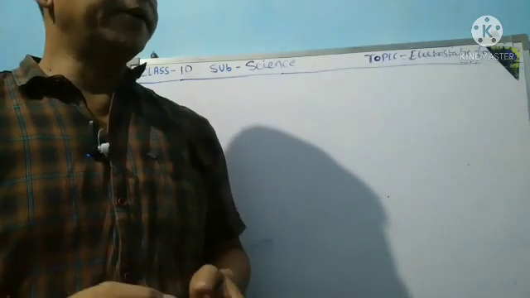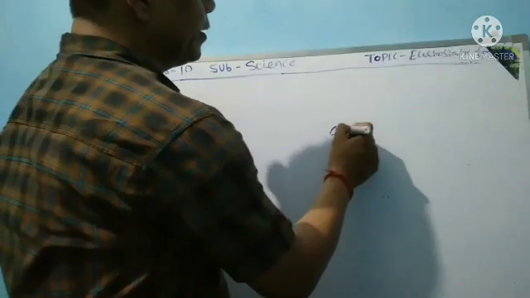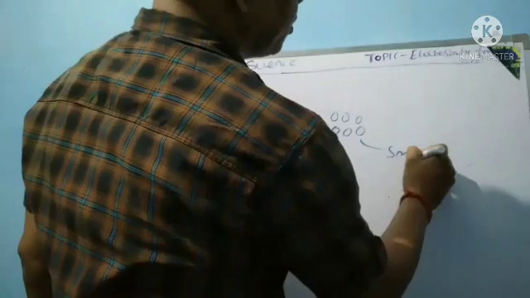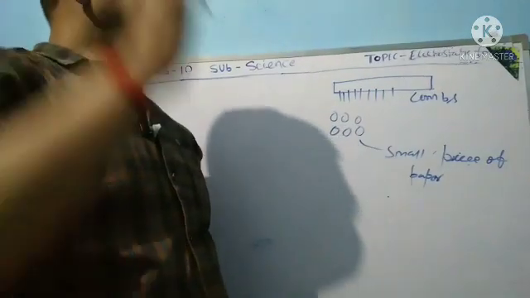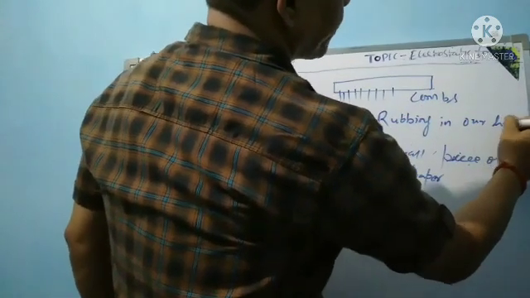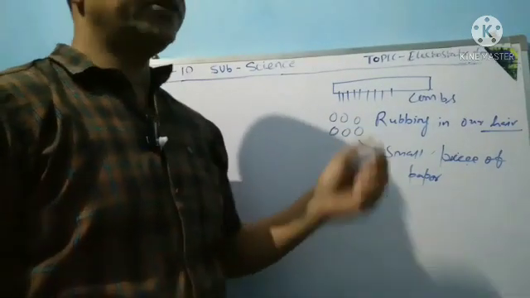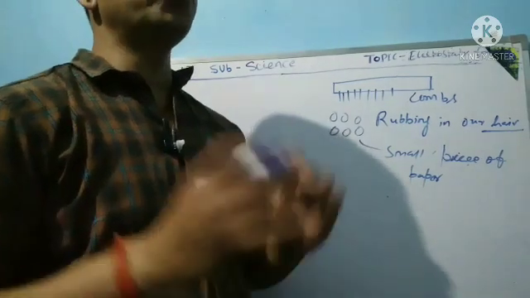When doing some experiment, I take a small piece of paper and a comb. The comb is rubbed in our hair, and so charge comes into the comb. First I explain the two charges.